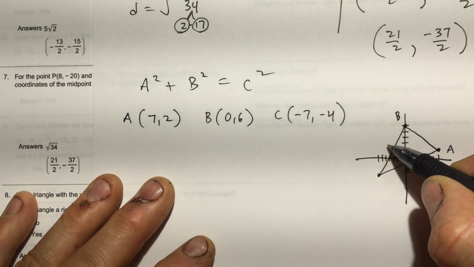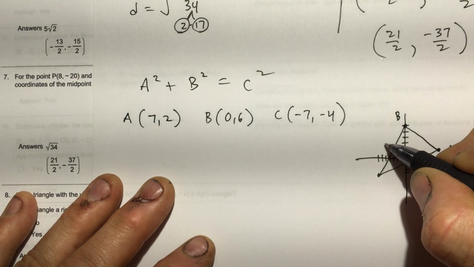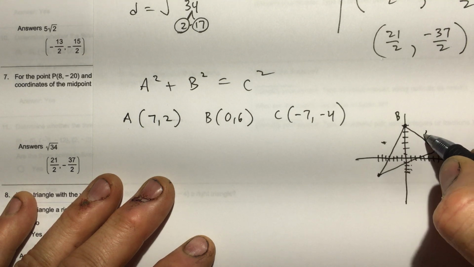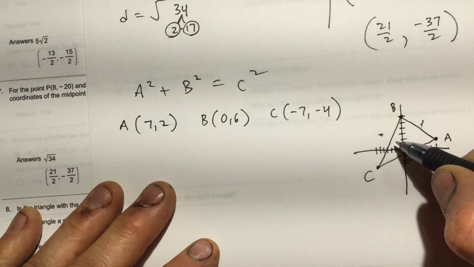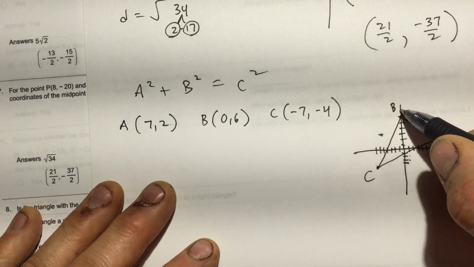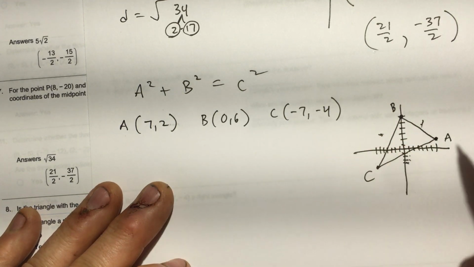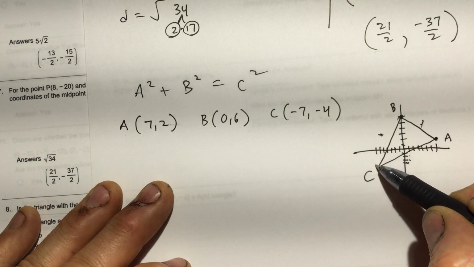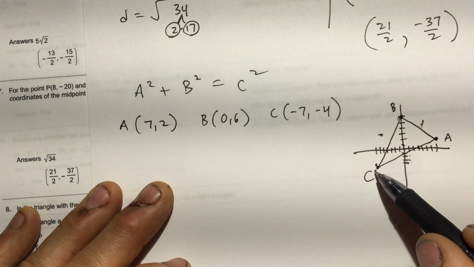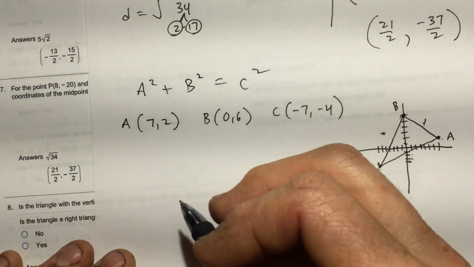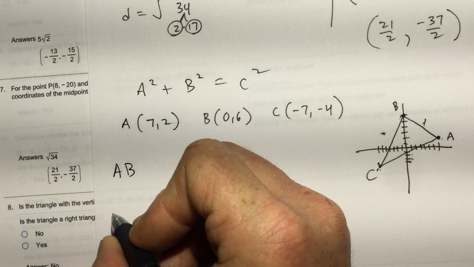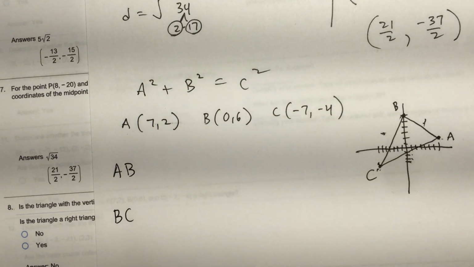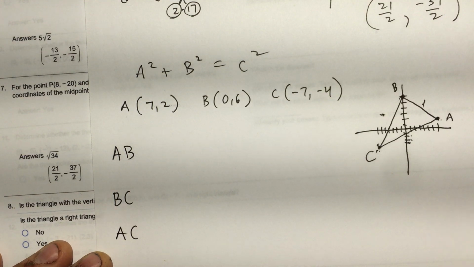But what I need to do is find these distances. See, here's my A, B, and C, these distances. Okay, so here's my C. So I need to find AB, the distance from A to B. I need to find the distance from B to C, and then I need to find the distance from C to A. So I got to find AB, BC, and AC. So I have to find all three of these by doing the distance formula.